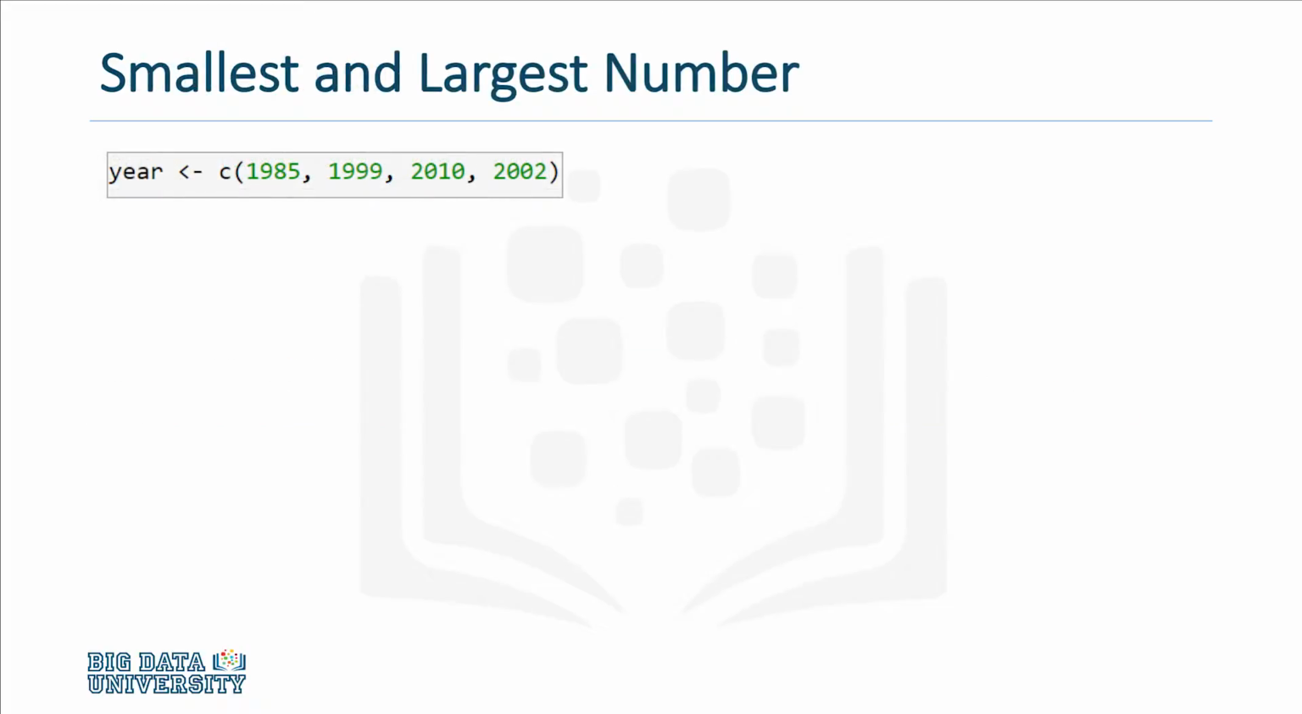Finding the smallest and largest numbers in a vector is an easy task as well. To find the smallest number, simply use the min function while passing the vector as input. For the largest number, use the max function instead. We see that the min and max are 1985 and 2010, respectively.